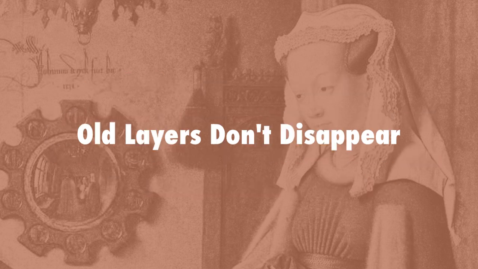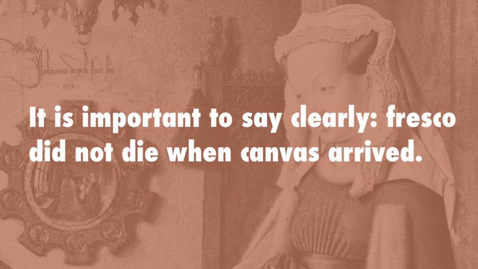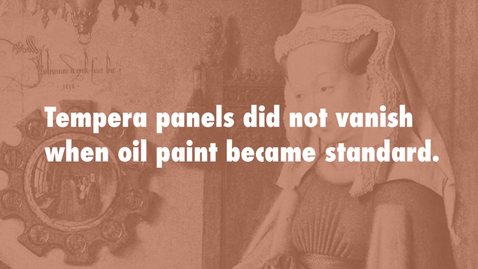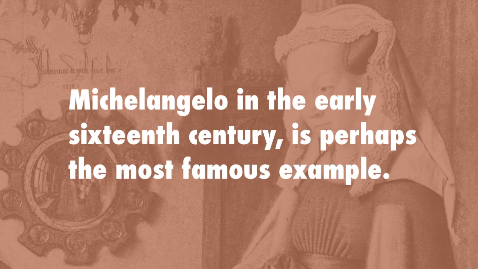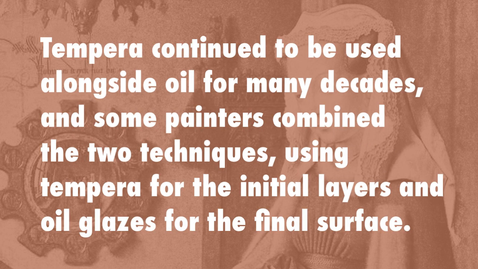Old layers do not disappear. It is important to say clearly, fresco did not die when canvas arrived. Tempera panels did not vanish when oil paint became standard. Throughout the Renaissance, great painters continued to work in fresco. The Sistine Chapel ceiling, painted by Michelangelo in the early 16th century, is perhaps the most famous example. Tempera continued to be used alongside oil for many decades, and some painters combined the two techniques, using tempera for the initial layers and oil glazes for the final surface.